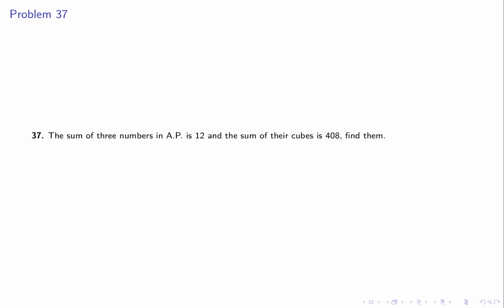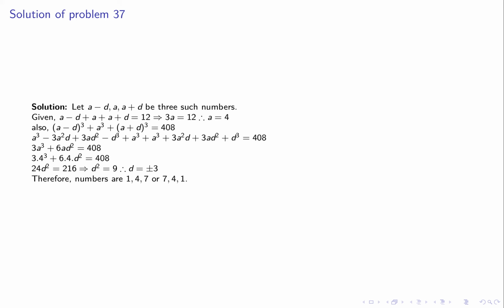This is similar, but in this case we solve for cubes, and so we get a to be 4. The formula is for cubes, so a minus d whole cube plus a cube plus a plus d whole cube is equal to 408, which gives us 3a cube plus 6ad square is equal to 408, as the terms for d cube and 3a square d get cancelled. This gives us d to be plus minus 3. So the terms are 1, 4, 7 or 7, 4, 1.